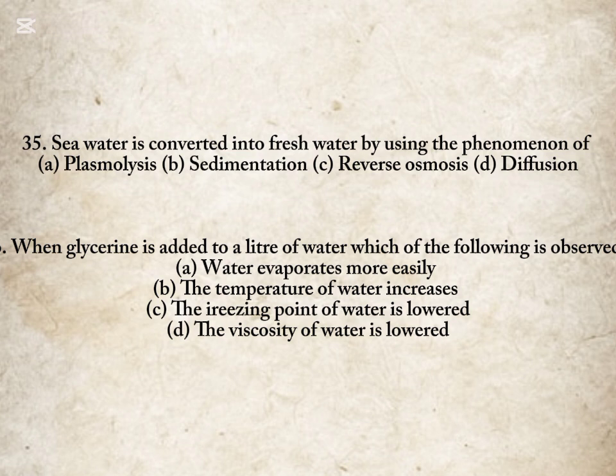36. When glycerin is added to a liter of water, which of the following is observed? A. Water evaporates more easily. B. The temperature of water increases. C. The freezing point of water is lowered. D. The viscosity of water is lowered. The correct option is C. The freezing point of water is lowered.